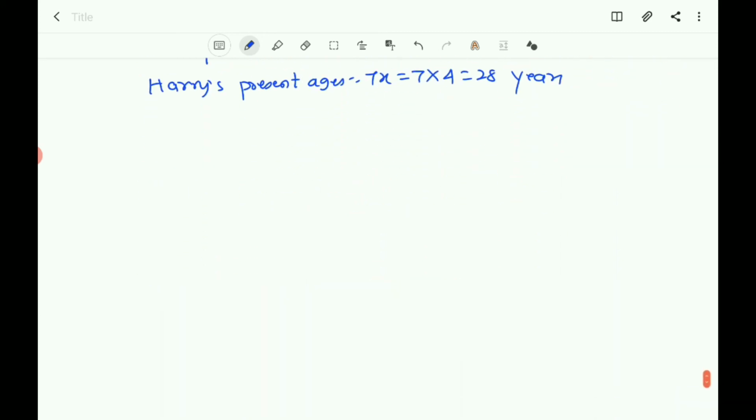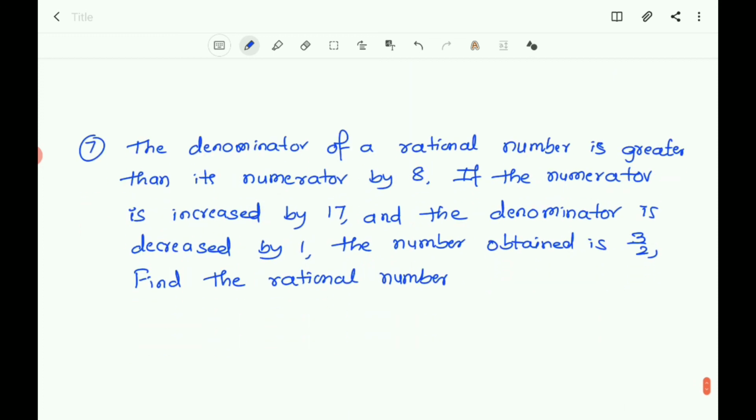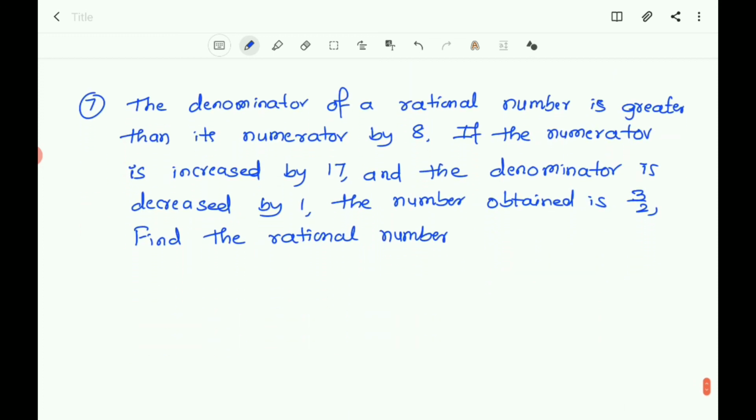Then you take the next question. The denominator of a rational number is greater than its numerator by 8. If the numerator is increased by 17 and the denominator is decreased by 1, the number obtained is 3 by 2. Find the rational number.